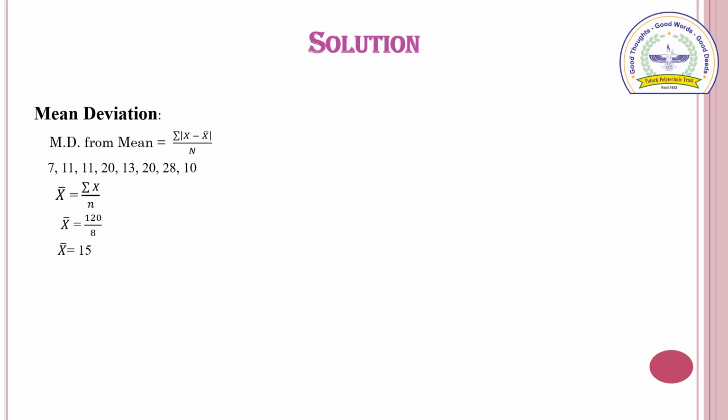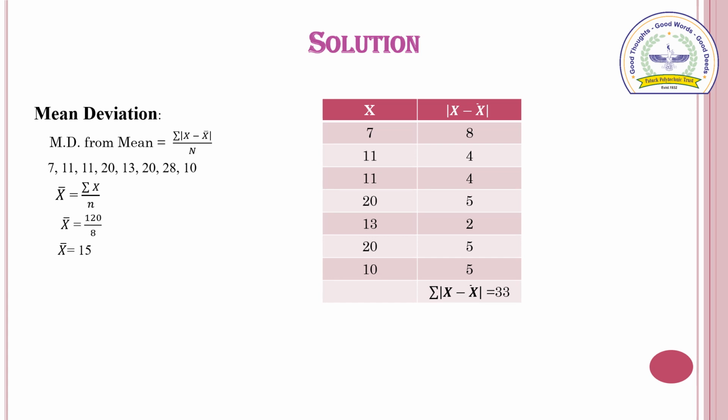Now we need to calculate mod of x minus x bar. So x is 7, 11, 11, 20, 13, 20, 10 and my x bar equals 15. So mod of x minus x bar means 7 minus 15, which equals plus 8, because mod always takes positive values. Next, 11 minus 15 equals 4. Again next, 11 minus 15 is 4. 20 minus 15 is 5. 13 minus 15 is plus 2. 20 minus 15 is 5, and 10 minus 15 is plus 5.